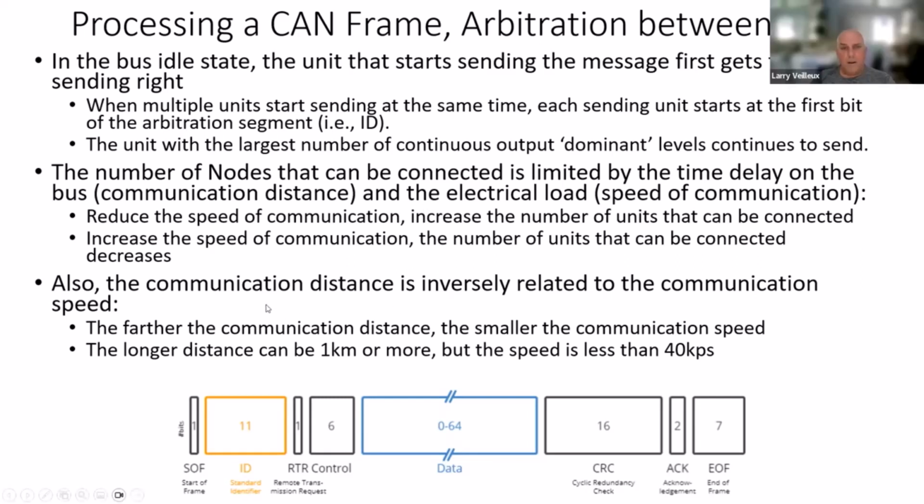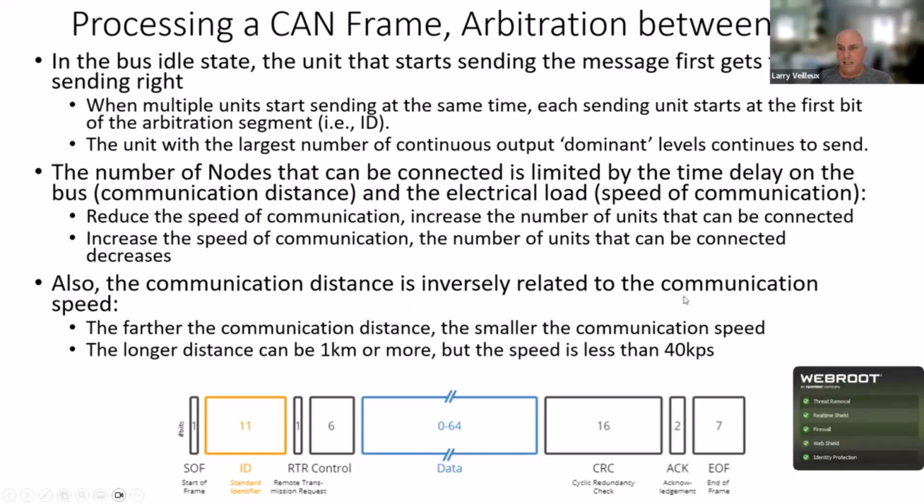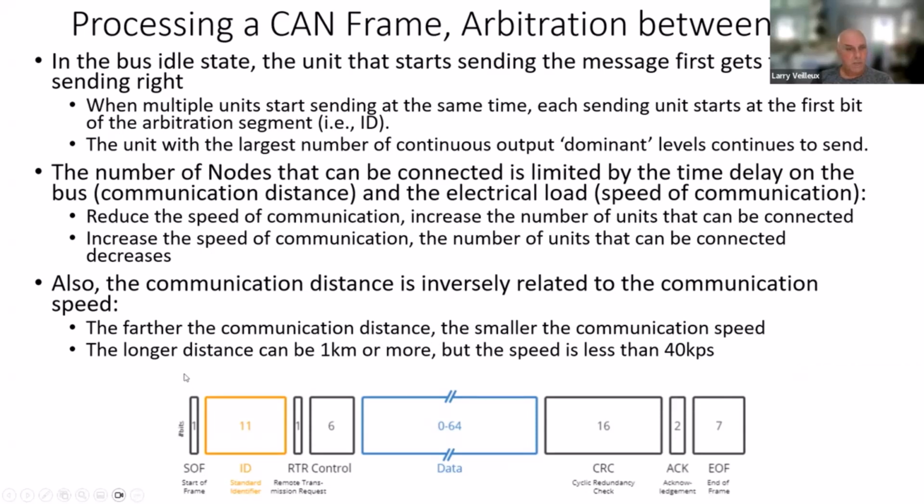All right. And then you can look at the communication distance. I think I already said what this last bullet is: communication distance is inversely related to the communication speed. It's just looking at it a different way. The farther the distance, the smaller the communication speed; for a longer distance, the speed has to drop down some.